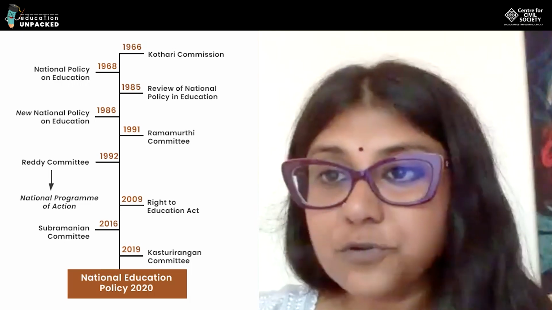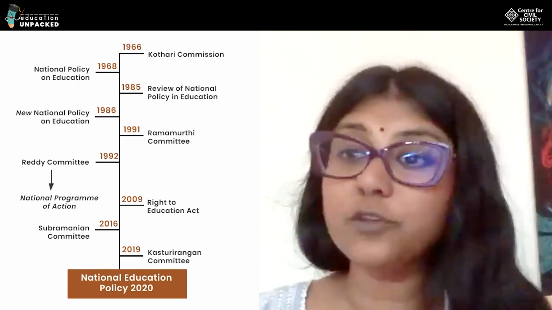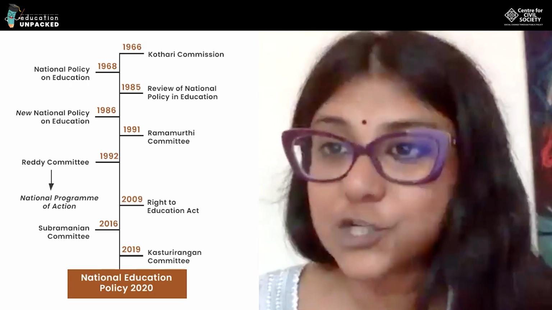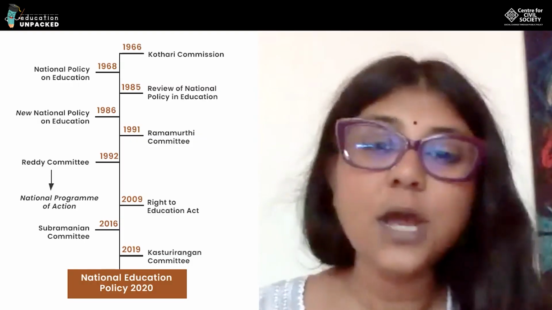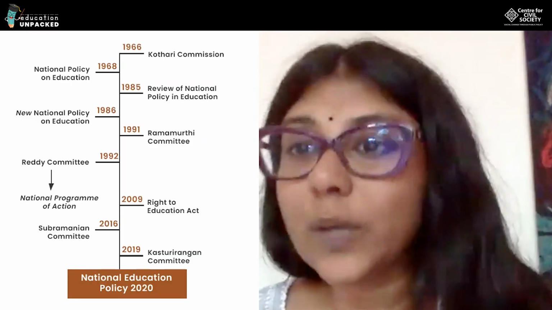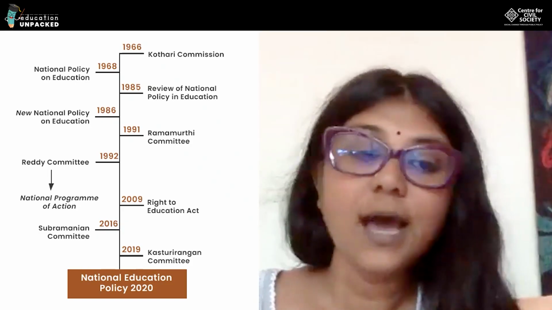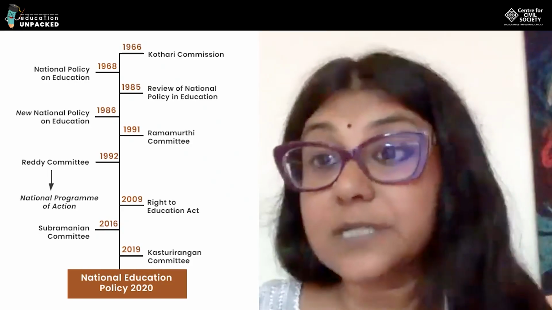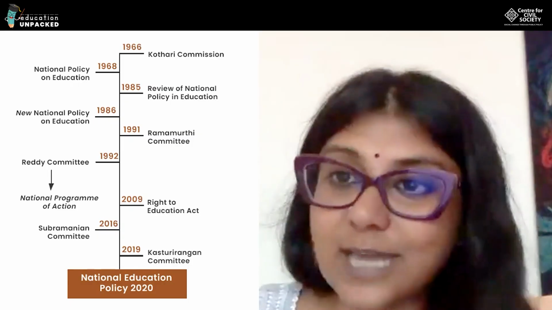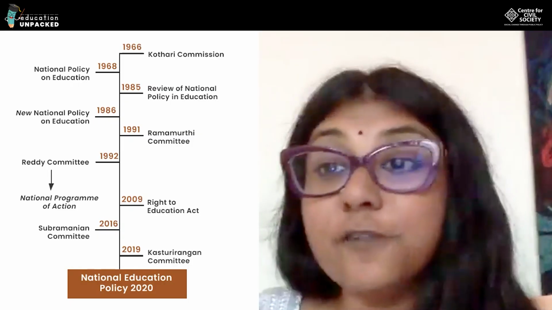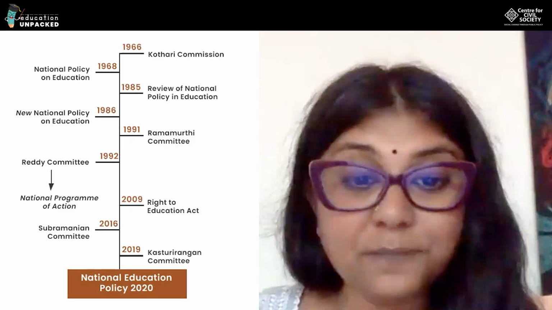The Kothari Commission report then led to, and I will walk you through the key issues discussed and the key recommendations made at every single stage. But let me walk you very quickly through the chronology. The Kothari Commission submitted its report in about 1966. And just after that, in 1968, we had our first national policy on education.